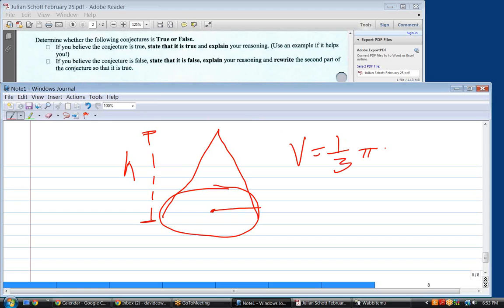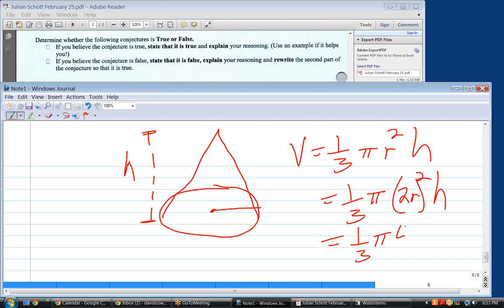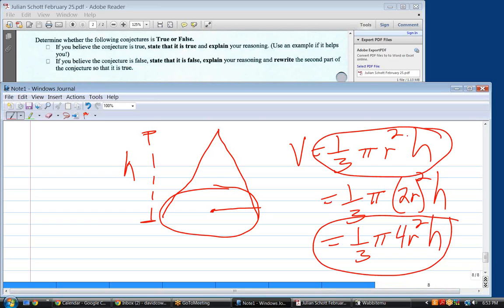Remember what the volume of the cone is: 1/3 pi r squared times h. So doubling the radius does what to the volume? Would it quadruple it? You got it. Very good. In other words, if I substitute 2r for r, I've got 1/3 pi times the quantity 2r squared times h. Well, that's 1/3 pi 4r squared h. Well, that is precisely 4 times that.